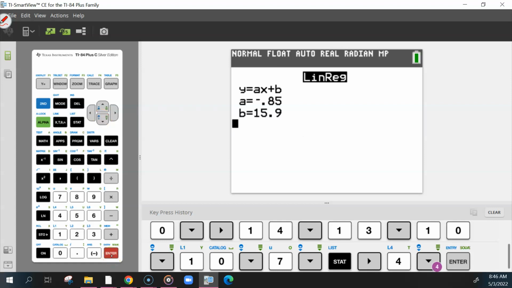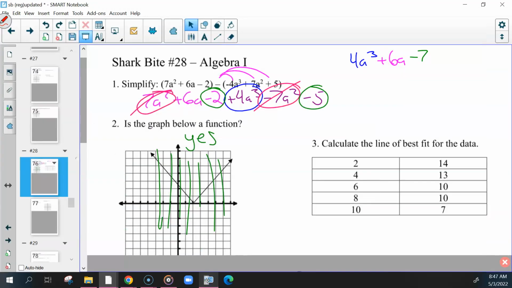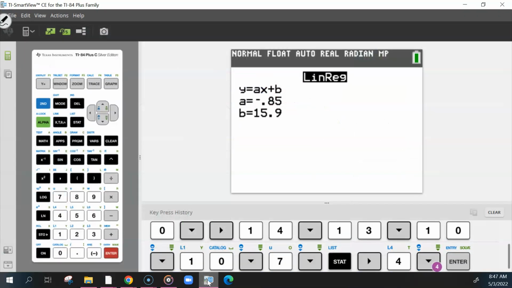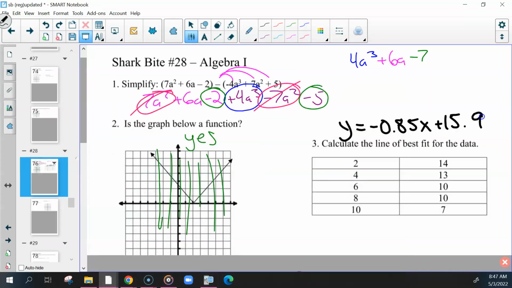And it will give us our A, which is the same thing as M in this case, slope, and our y-intercept. So y equals negative 0.85x plus 15.9. I think I said that backwards. So that would be our line of best fit.